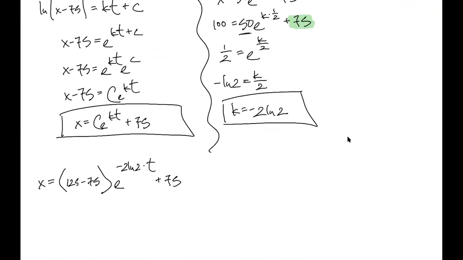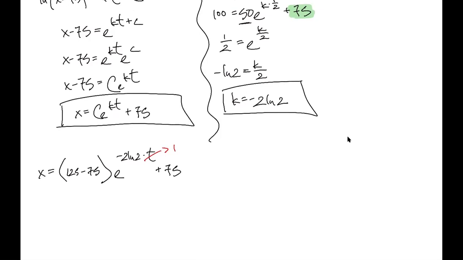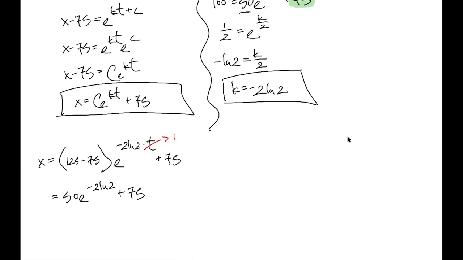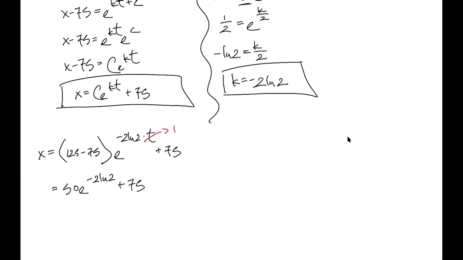So in another half an hour, we've had a full hour. That means t is going to be 1, right? Because a half an hour plus a half an hour gives me 1 hour. So then I get 50 e to the -2 natural log 2 plus 75. And when we plug that into the calculator, I believe we get about 87.5 degrees.